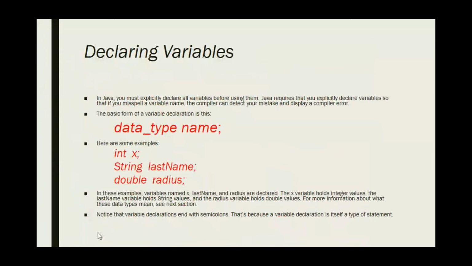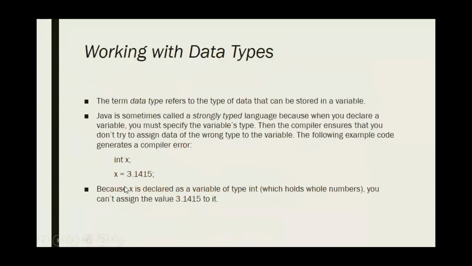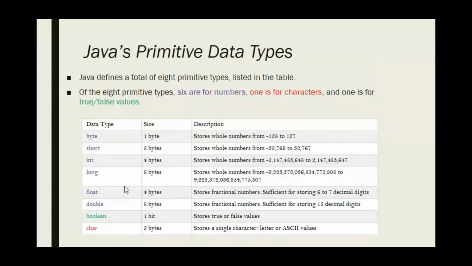Data type, space, followed by the variable name. When you declare a variable, you can also have the variable initialization or assignment statement that gives the value of the variable. You can initialize it using the assignment operator equal. And then you have here on this slide the 8 primitive data types in Java.